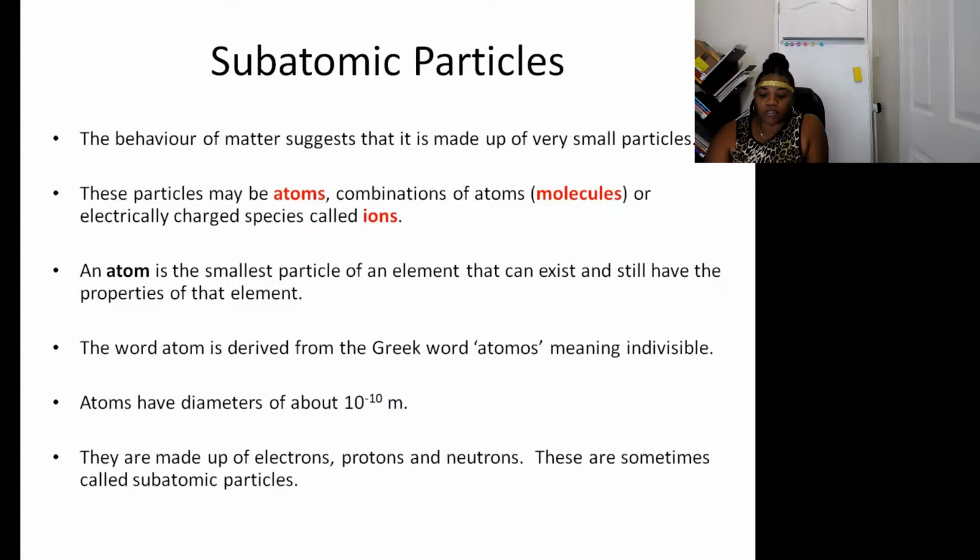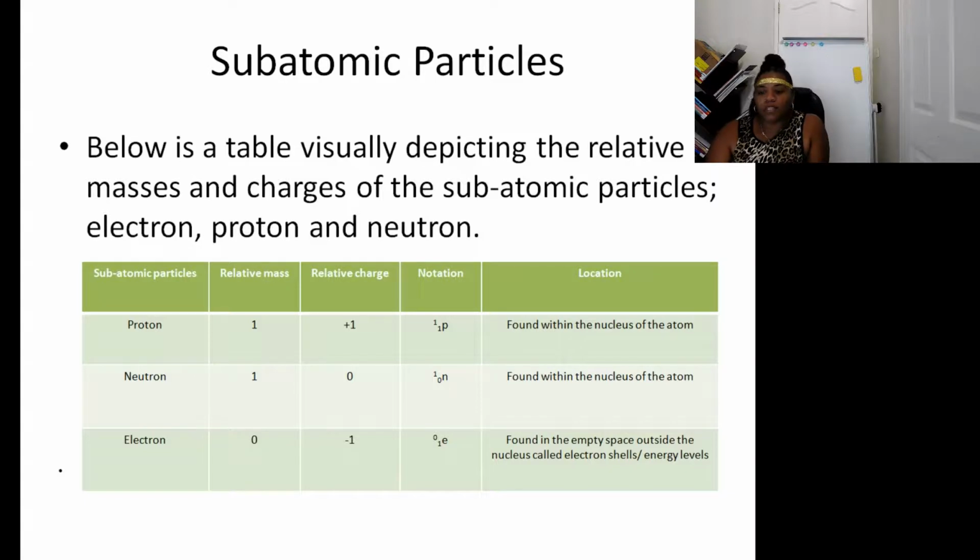Atoms have diameters of about 10 to the negative 10 meters, which is pretty small. They are made up of electrons, protons, and neutrons. These are sometimes called subatomic particles. Below is a table visually depicting the relative masses and charges of the subatomic particles: electron, proton, and neutron. Those are the subatomic particles.